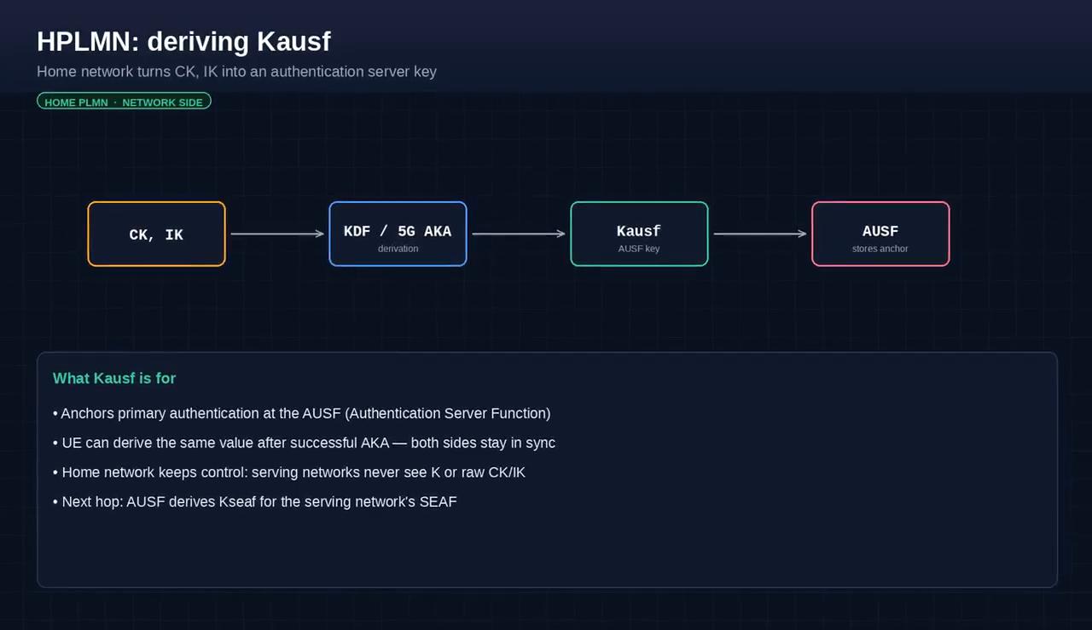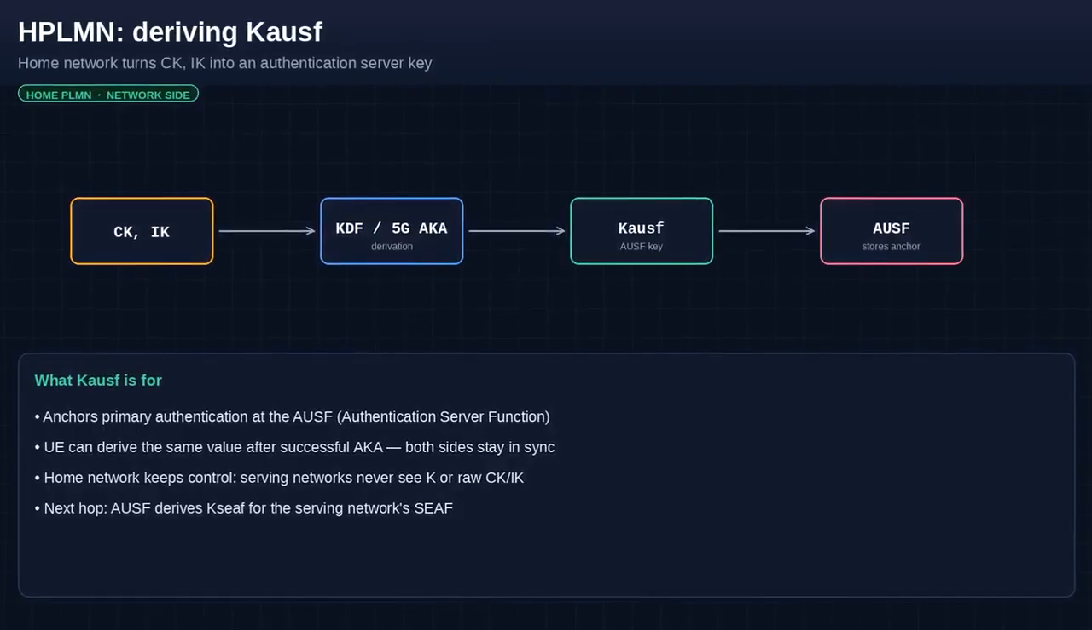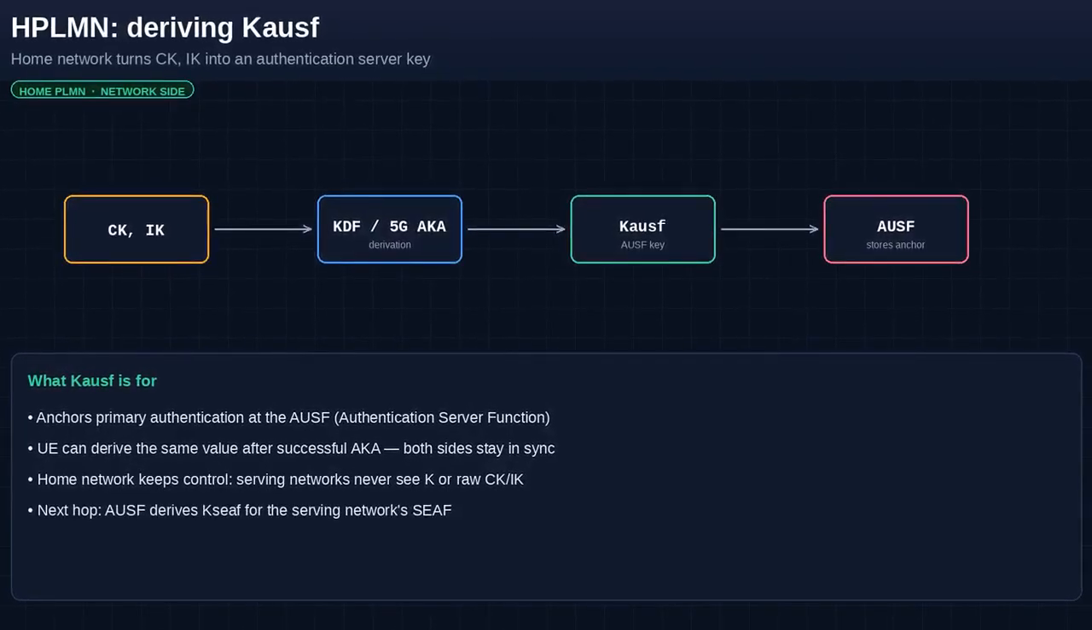Zoom into the home public land mobile network, the HPLMN, on the network side of the diagram. After 5G AKA produces CK and IK, a key derivation function folds them into a new key, KAUSF. KAUSF is the authentication server key. It is held by the AUSF, the authentication server function, which is still in the home network domain.